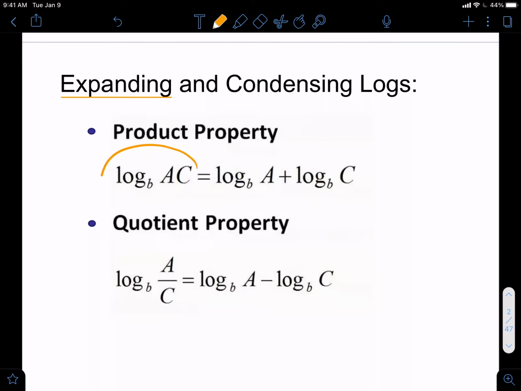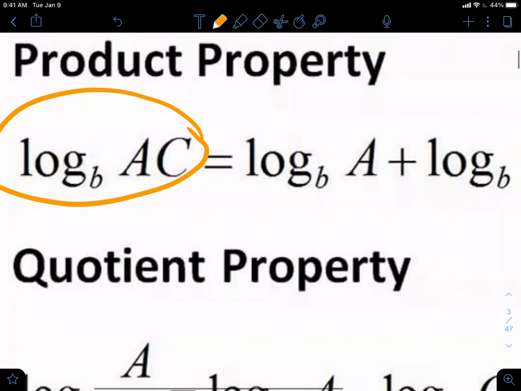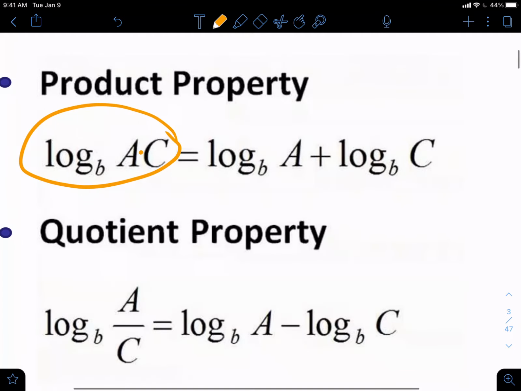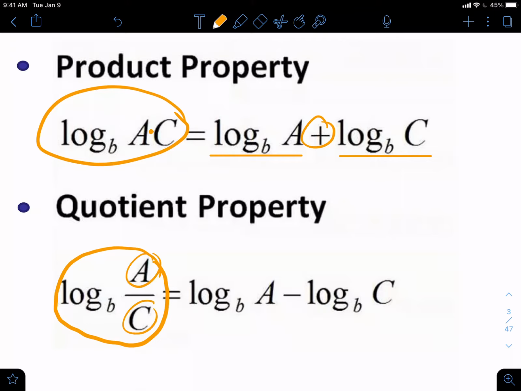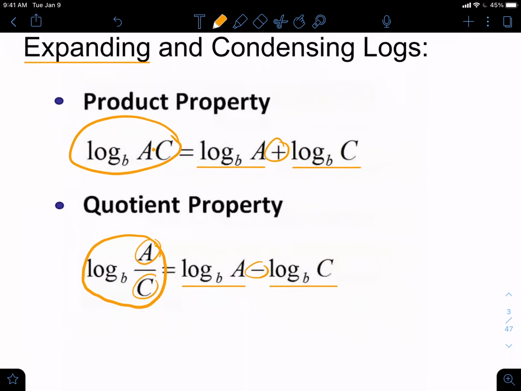This is what I mean by expanding. When I have a logarithm of two things that are being multiplied together, a times c, we are able to break those up into two logarithms that are being added together, right? So instead of the multiplying symbol, we introduce an addition symbol. And same with dividing. So if I have the logarithm of a quotient, something that's being divided, that's really the top one minus the bottom one. So here's our first one, minus a logarithm base b, all the bases stay the same, of the bottom.